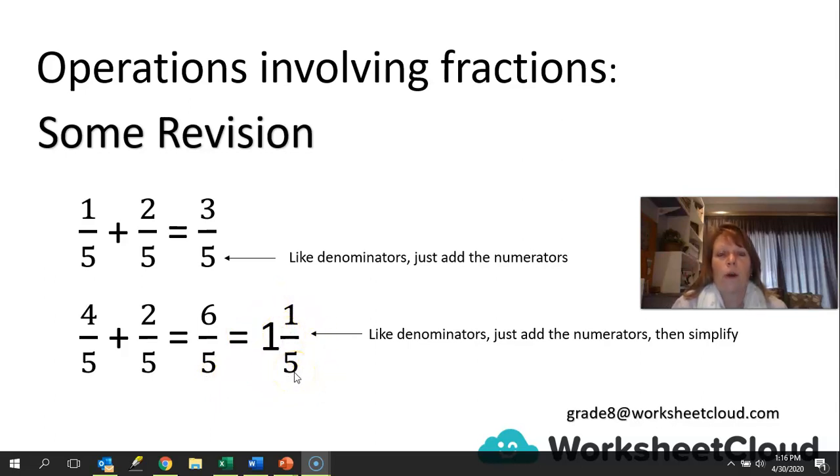What I want to say to you right up front now is every single time you get an answer, please, please, please make sure that it's in its simplest form. Okay? It must be as simple as possible. So don't just leave it as the improper fraction like 6/5. We need to make sure that it's in its simplest form always. Let's go on.